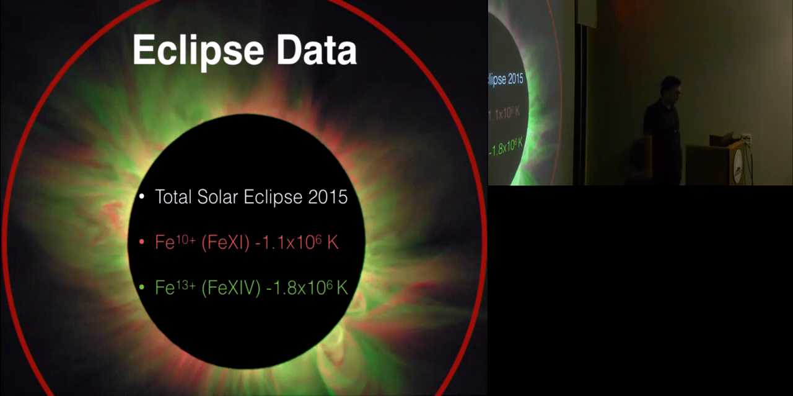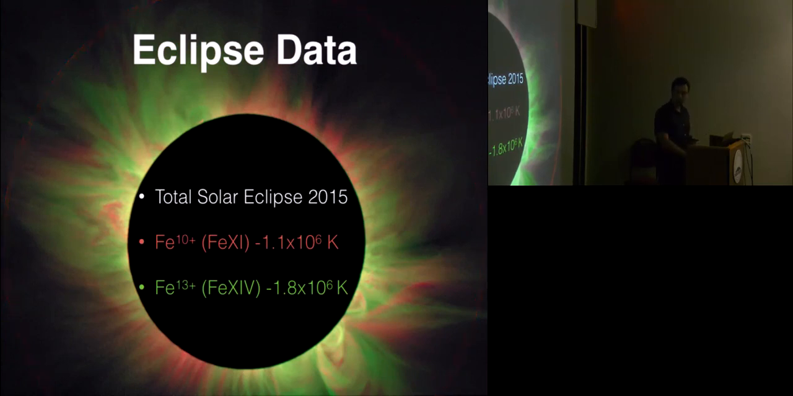And we have images centered on optical emission lines from both the iron 10 plus ion, which I'll call iron 11, as well as the iron 13 plus ion, which I'll call iron 14. The convenient choice of these two ions was due to their peak ionization temperatures of around 1 and 2 million Kelvin, which means at those temperatures, they will be the most abundant species of iron. And again, the choice for these is because these temperatures span the typical temperatures you expect to see in the corona. So they act a bit like a little thermometer.